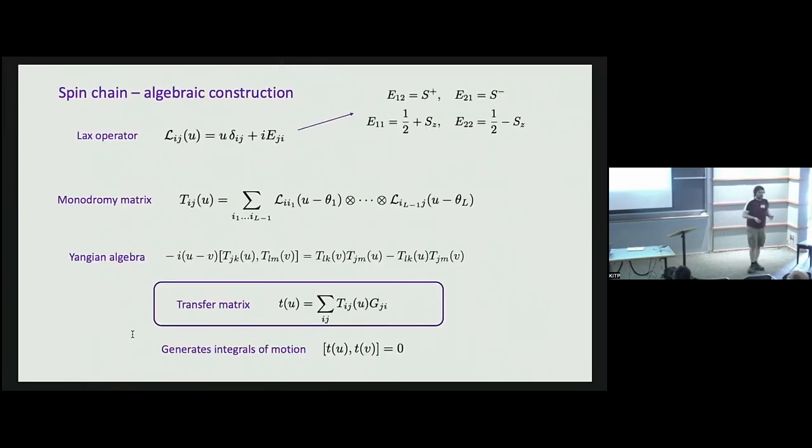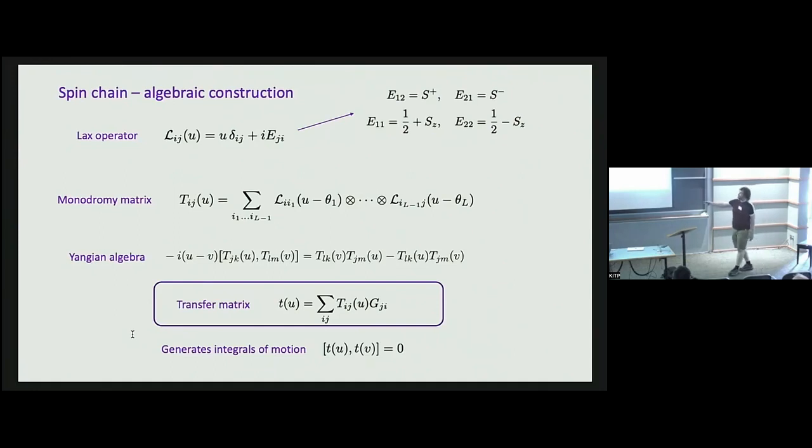So how do we build an SU2 spin chain? We start with some Lax operator, L_ij, which depends on a spectral parameter u, and is given by u times delta_ij plus i times these operators E, which are related to the spin operators of SU2. So E12 is just the raising operator, E21 is the lowering operator, and so on.